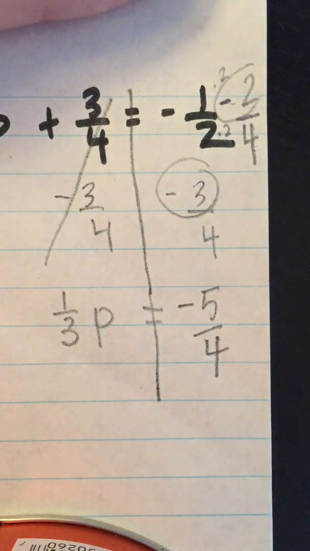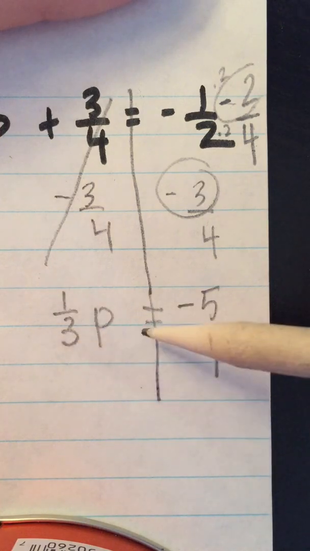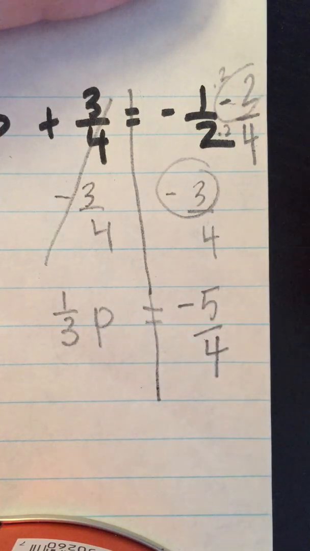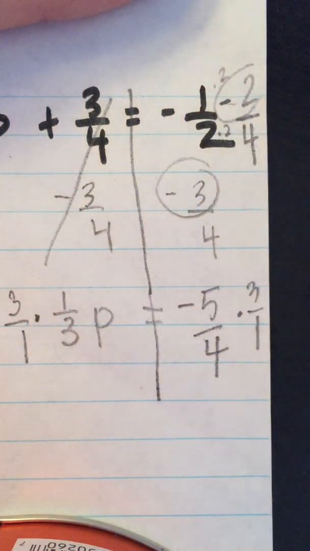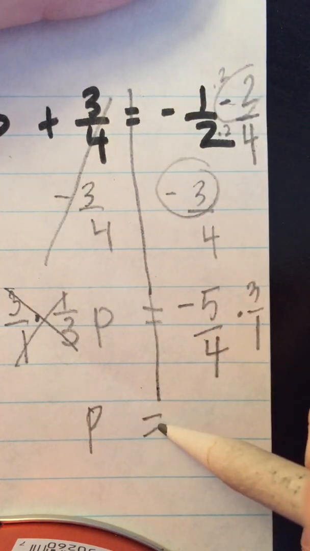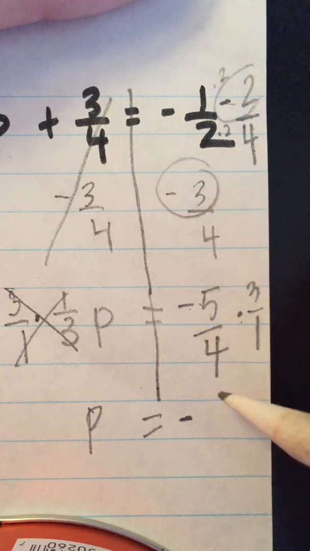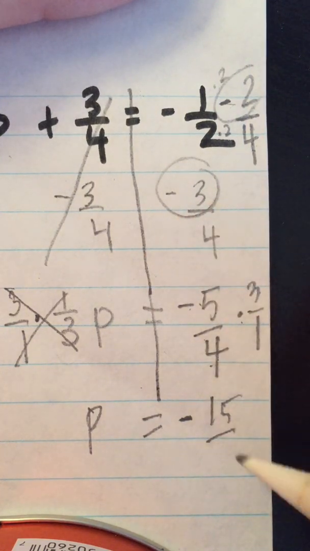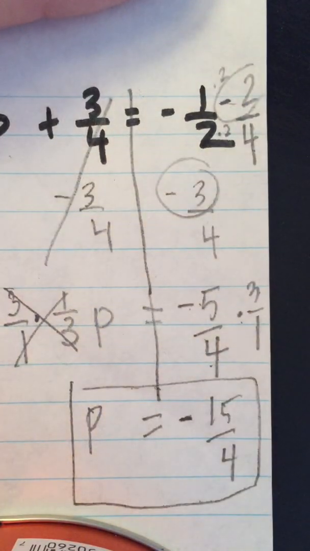is 4. Now, this is that fractional coefficient, so we'd be dividing both sides by 1/3, but we divide fractions by multiplying by the reciprocal. These cross cancel. P is equal to, I have a negative times a positive, so it's a negative. 5 times 3 is 15. 4 times 1 is 4. And you can leave it just like that.